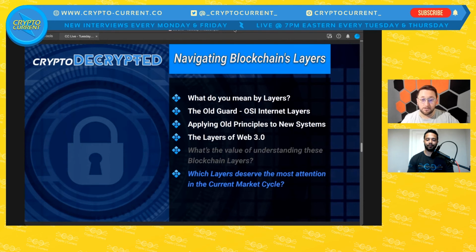Which of these layers deserve the most attention in the current market cycle? Now, that's a big question, Richard. It's a huge question. Okay. Understanding that we have a limited timeline left and what is currently happening in the market, and evaluating the current trends, which of these layers deserve your attention?